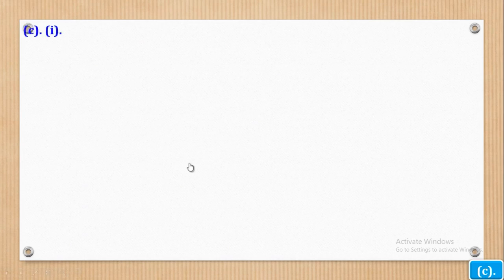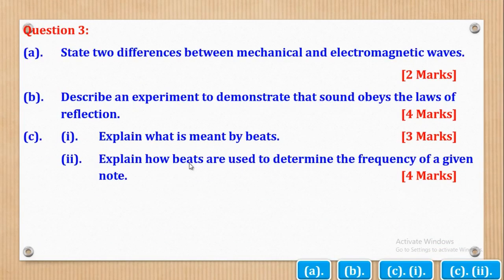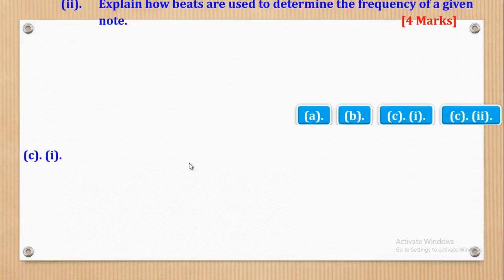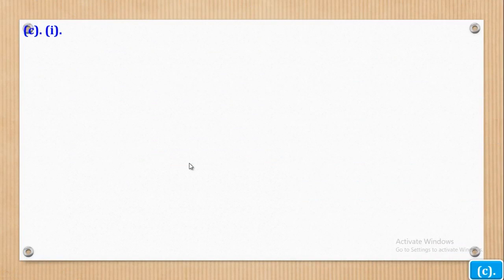So now we shall go to part C, Roman 1. So Roman 1 says, explain what is meant by beats.